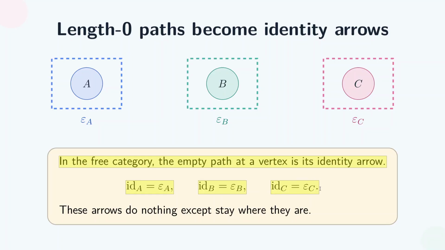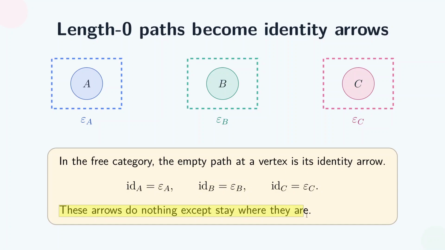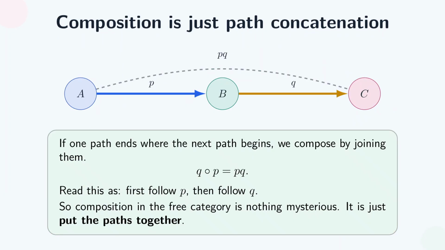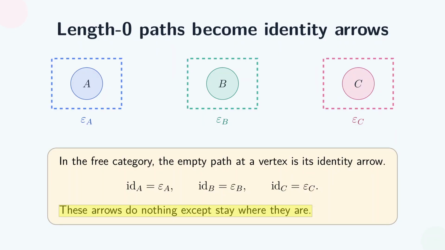This is a beautiful idea. Doing nothing is still a kind of path. It is the path where we remain exactly where we are. And category theory needs such stay-put arrows, because when we compose an ordinary arrow with an identity, nothing should change. So the empty paths are not an artificial extra piece. They fit the picture perfectly. They are the stillness inside motion.